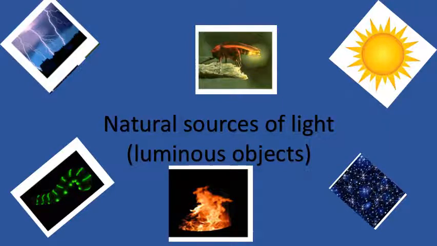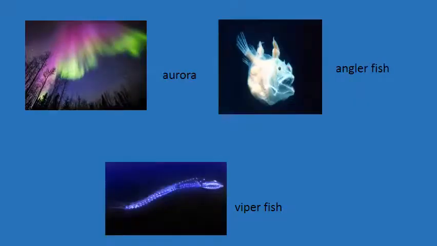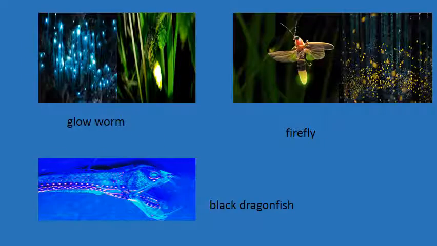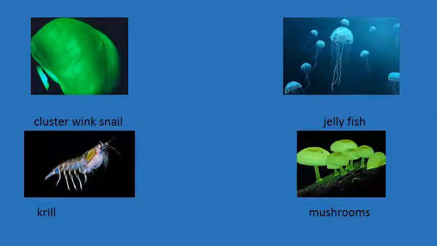Natural sources of light, also known as luminous objects, include the sun, stars, fire, and electricity in a storm. There are even some animals and plants that can create their own light, such as fireflies, jellyfish, and mushrooms. Aurora, anglerfish, viperfish, glowworm, firefly, black dragonfish, clusterwing snail, jellyfish, krill, mushroom.